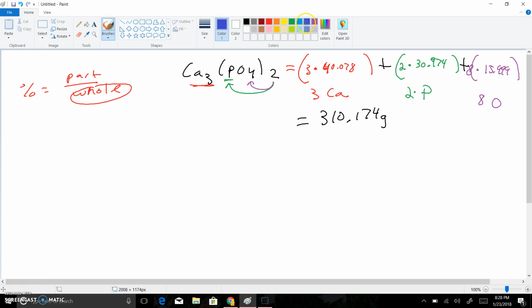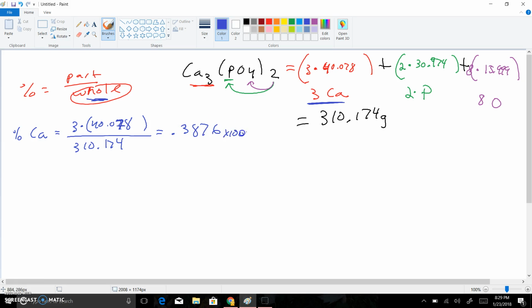Okay, now that I've got the whole part, when I find percentage, I'll have the bottom line fraction for all of them. So I'm going to start by finding the percent that's calcium. Looking at the percent that's calcium, it's part over the whole. I know the whole is 310.174. And the part is going to be the part that's calcium, in this case 3 calciums. So I'm going to do 3 times what calcium is worth, 40.078. If I do that in my calculator, I get 0.3876. I'm going to multiply by 100 to get in percentage form, and I get 38.76% calcium. One part done.